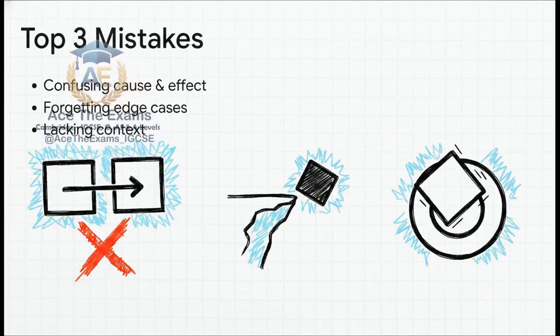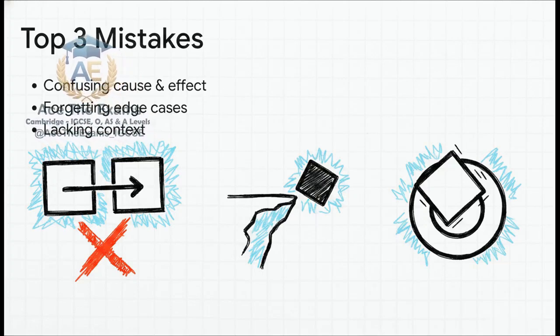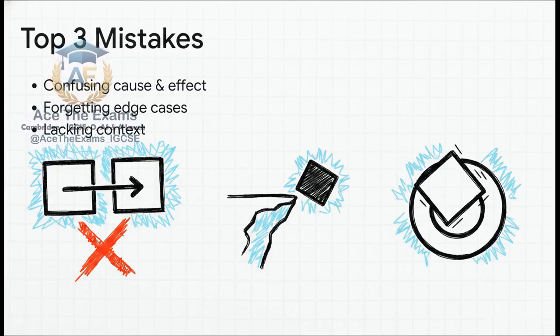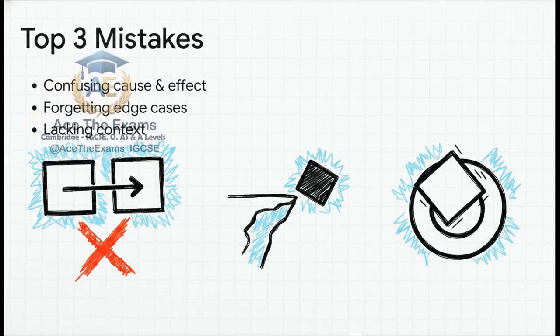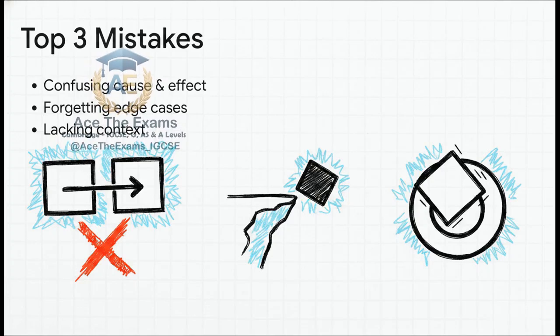Number 1, confusing cause and effect. Candidates so frequently write that the MAR fetches the address from the PC. No, absolutely not. The PC passes its contents to the MAR. The specific direction of that data flow is vital. Number 2, forgetting boundary conditions. Think about it. What actually happens to the PC if a jump instruction points outside the allocated memory block? You must check your edge cases.